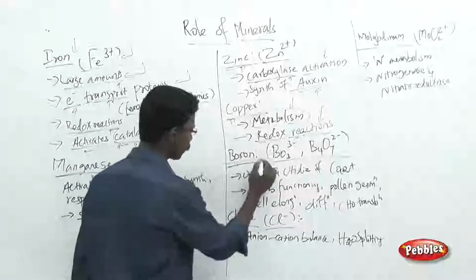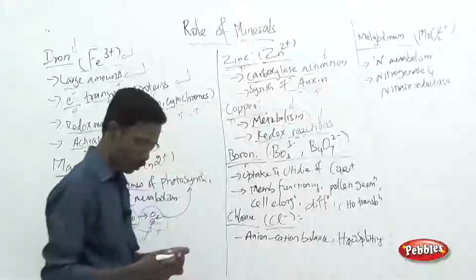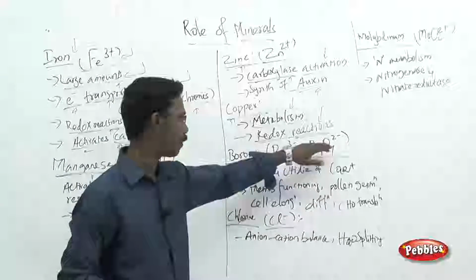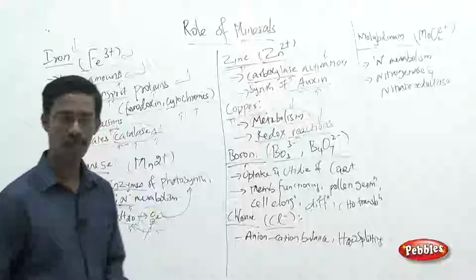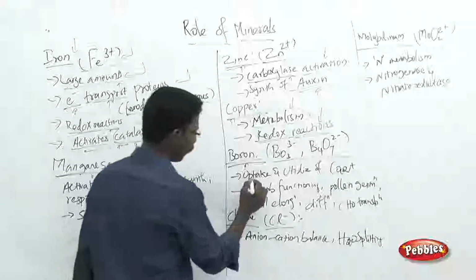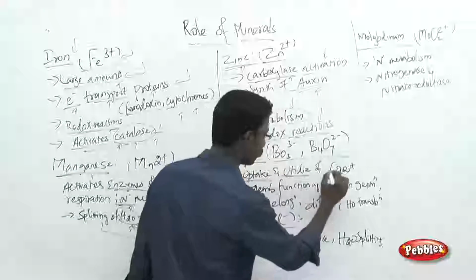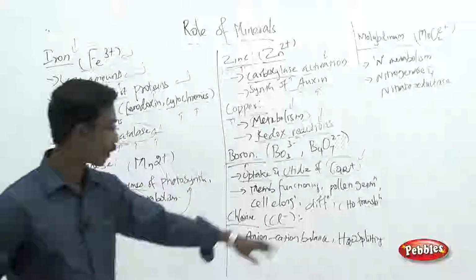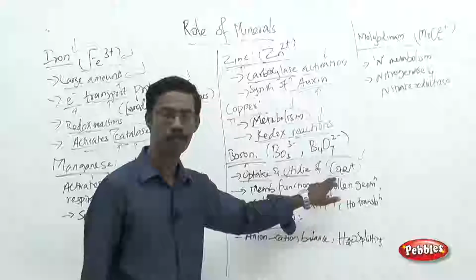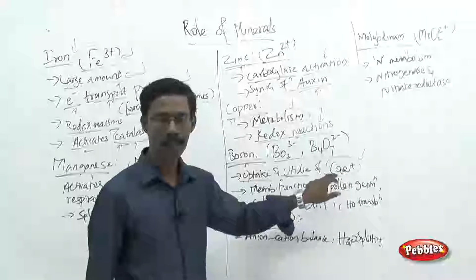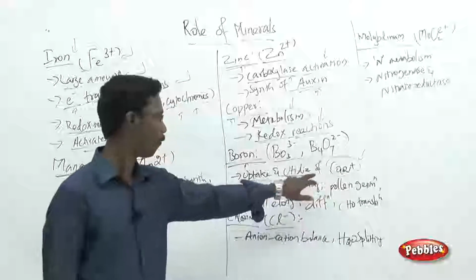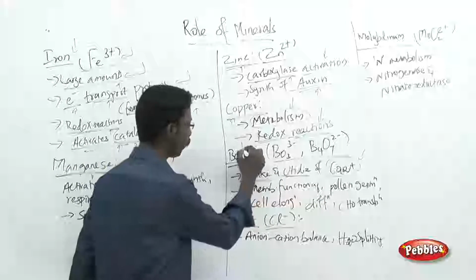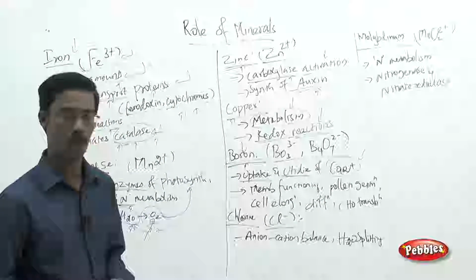The next element we are going to see is boron. Boron will be absorbed as ions, BO3 3- ions or B4O7 2- ions. They participate in the uptake and utilization of calcium. Here you have to remember one thing, the calcium utilization. Calcium is a somewhat different mineral. The calcium utilization and uptake depend on the presence of the boron element.